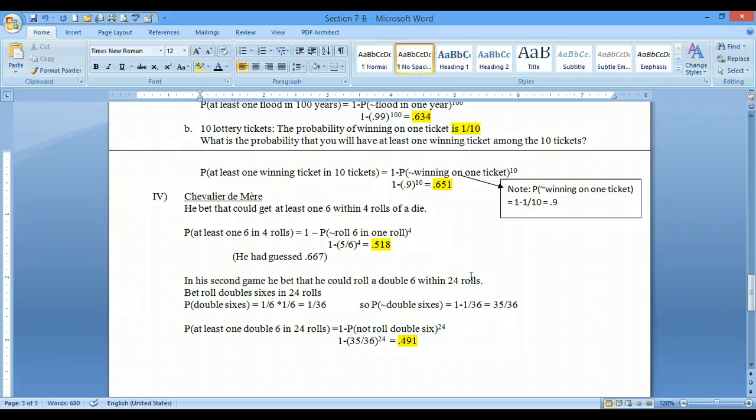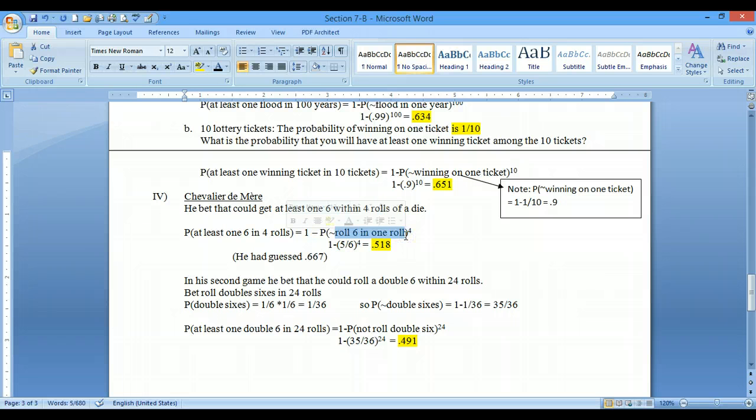Let's move to Chevalier, which you talked about at the very beginning of the chapter because you read the section before watching the video. He bet that he could get at least 1 six within 4 rolls of a die. Let's find the probability of at least 1 six in 4 rolls. So I need 1 minus the probability of not rolling a 6 in 1 roll raised to 4, because that's the number of trials. So I need to first find the probability of not rolling a 6.